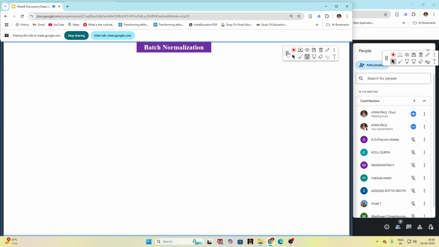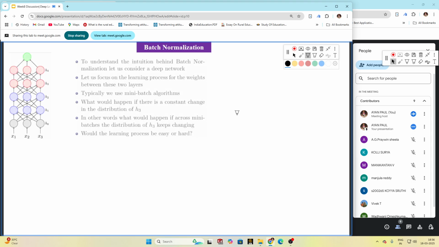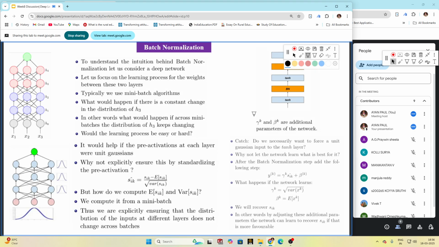Now we are left with the last topic, known as batch normalization. You must remember that whenever we were doing the image problem, we were doing a normalization process. What is this normalization process? We do it to have our input between 0 and 1.